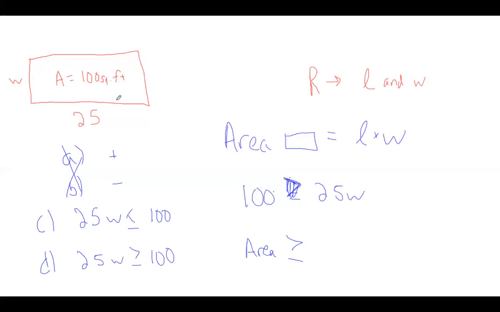We are building a workbench that we need to have at least 100 square feet as our area, right? So this answer, when we do 25 times W, has to be 100 or greater. Does that make sense? It has to be 100 or greater when we multiply them because that gives us our area. So it has to be which answer? D. Because we need W to be something that gives us 100 or larger, okay? So the answer for that would be D.